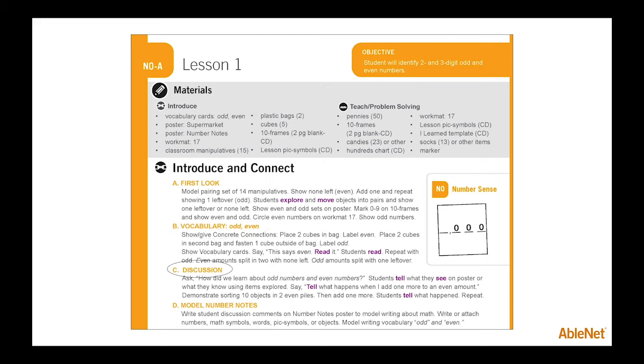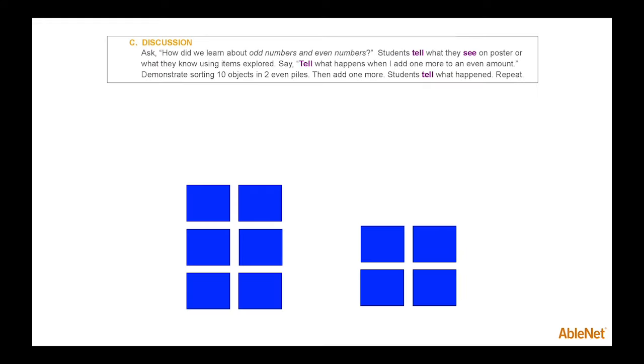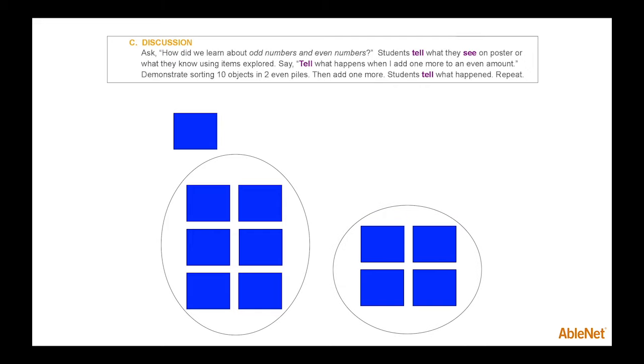In Part C, a thoughtful discussion takes place between you and the students. They can talk about what they know about the objective and any connections that they are making to the material. It also supports activating background knowledge. In this example, I can ask students, what happens if I add 1 more to an even number? You then demonstrate by sorting your objects into 2 even piles, in this case 6 and 4, and then add 1 more to one of the piles, and the students tell what happened. You can repeat this a number of times with your students.